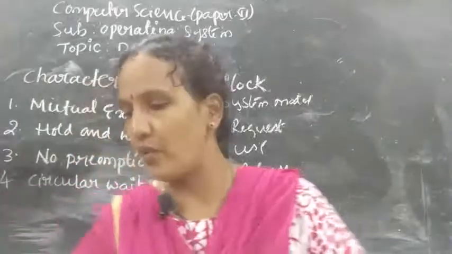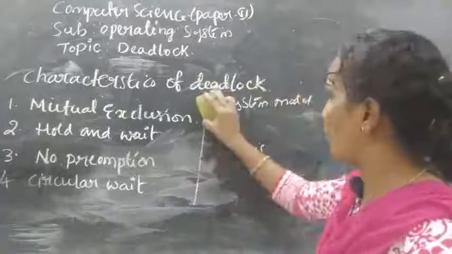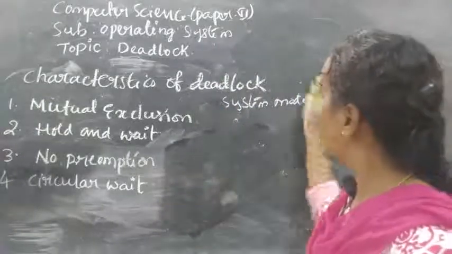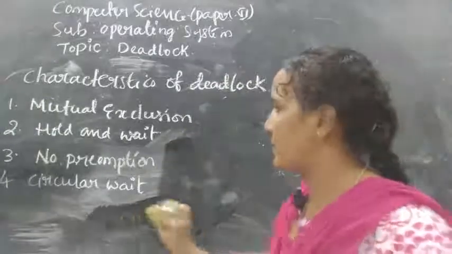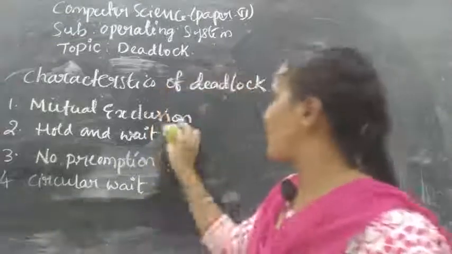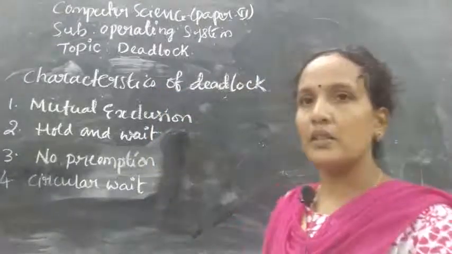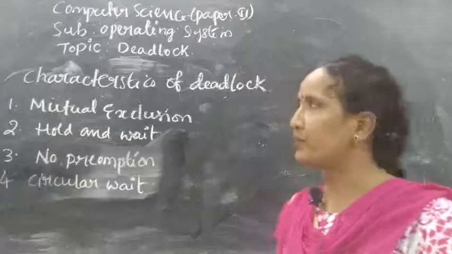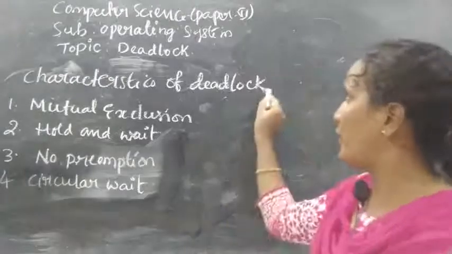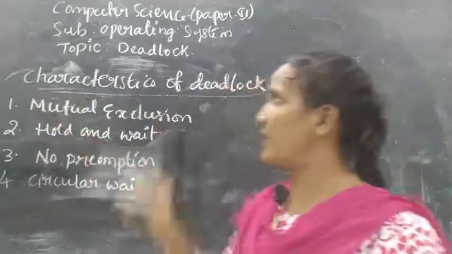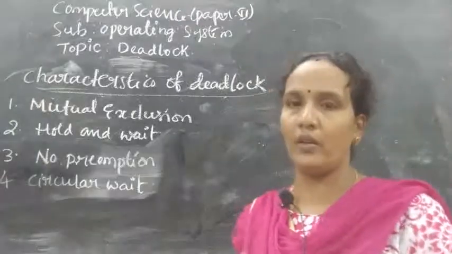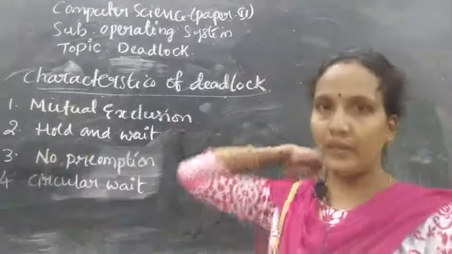Clear? That is the system model. You can write it on your own also, no problem. Now come to the characteristics. What are the characteristics of this deadlock? Clear? Characteristics means how will you find out whether there is a deadlock, and how will you get the deadlock? When will you get the deadlock?